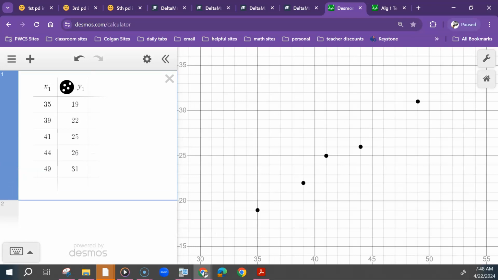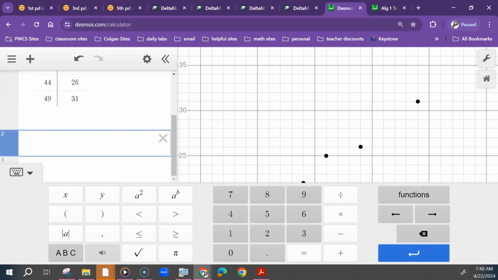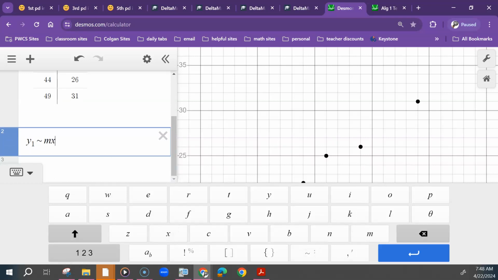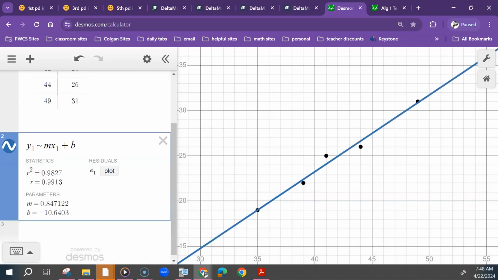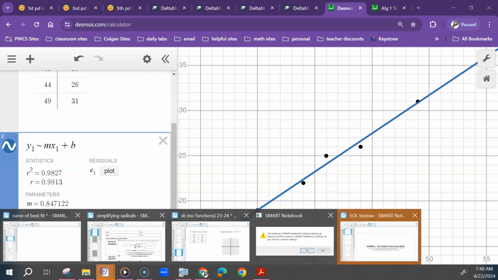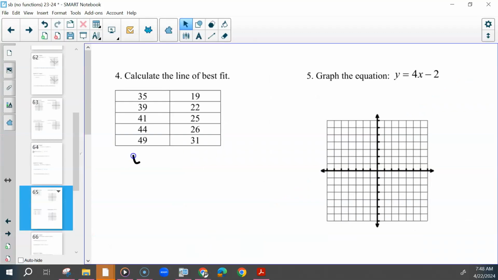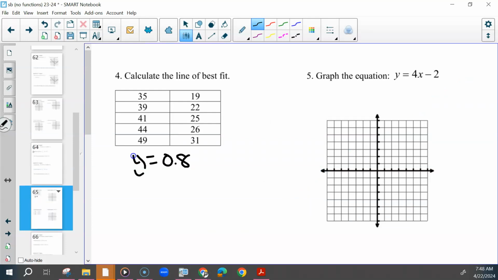And this is just like your curve of best fit stuff. You're going to use your equation of a line to find your line of best fit. Y1 tilde mx1 plus b. Write 3 decimal places, so 0.847x minus 10.640. And that would be our line of best fit.